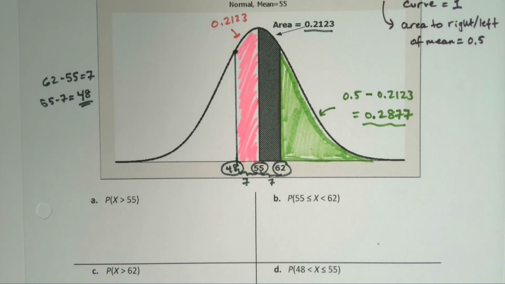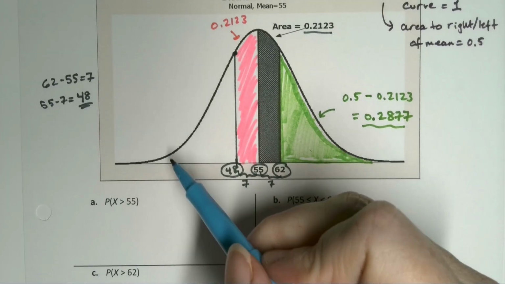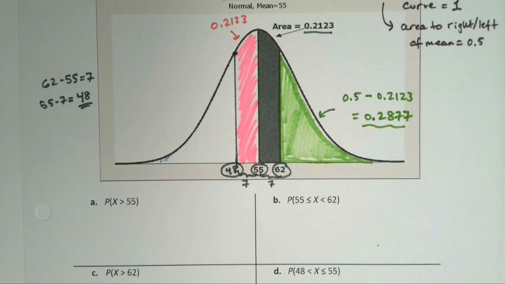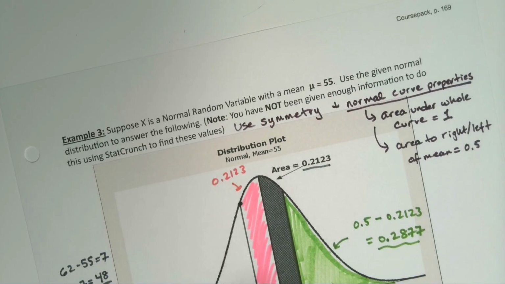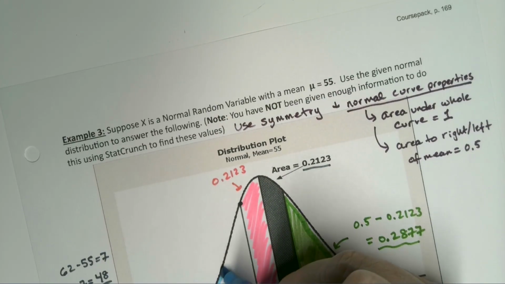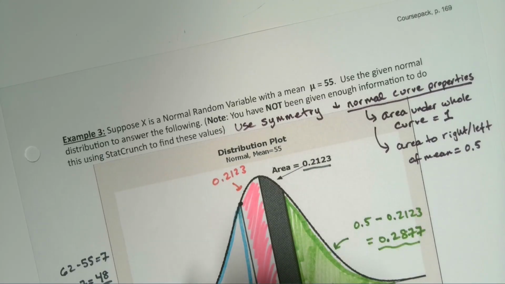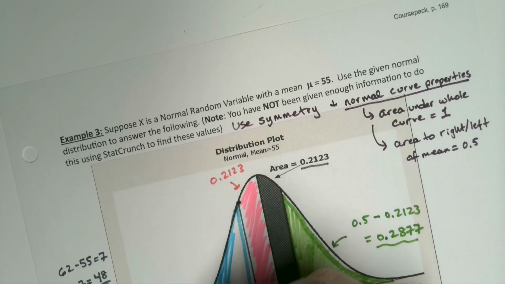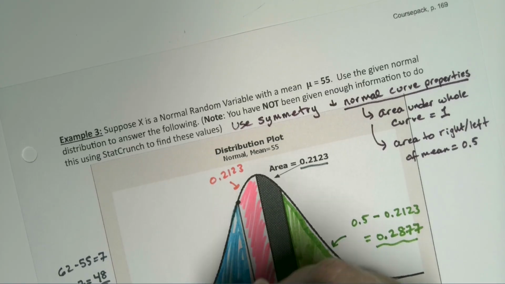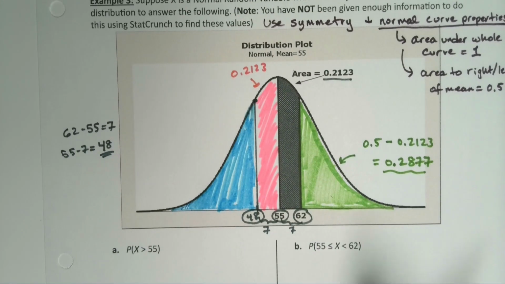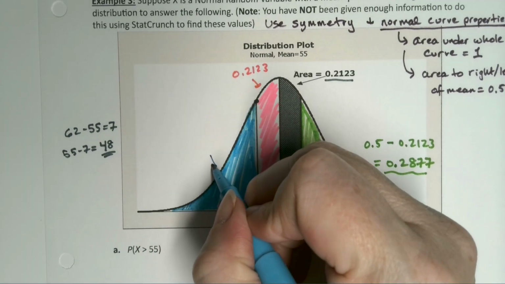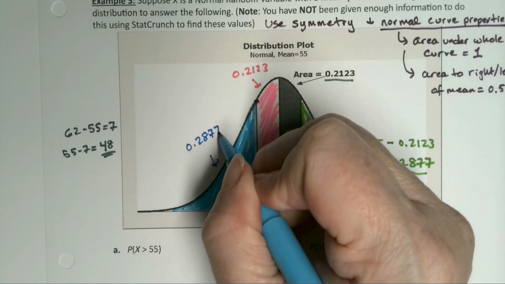All right, what about the last tail? The tail over on the far left. Okay, well, I know how much that tail should be also, because that tail should match the green tail in terms of area. So the blue tail, because I'm about to shade this one blue, and the green tail match in area by symmetry. So this blue zone right here and the green zone over here are the same. So this blue zone also has to be 0.2877.